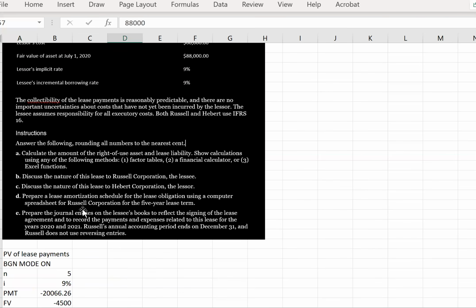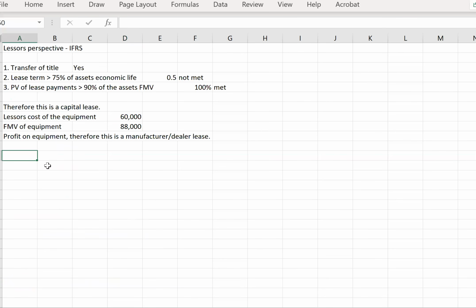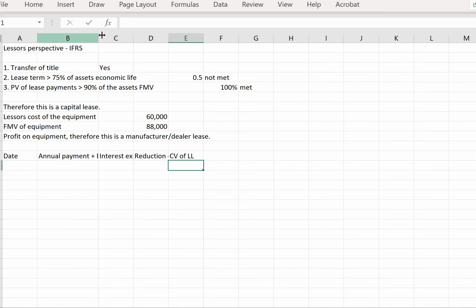All right, let's take a look up here. Then we've got prepare a lease amortization schedule for the lease obligation for Russell Corporation. So now we're back in the perspective of the lessee, and we need an amortization schedule for the 5-year term of the loan. So we're going to have the date, the annual payment plus the bargain purchase option, the interest expense, the reduction of the lease liability, and then the carrying value of the lease liability. So let me just expand these columns so we can see what's going on here.